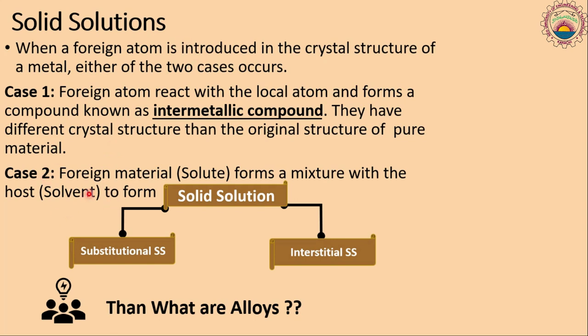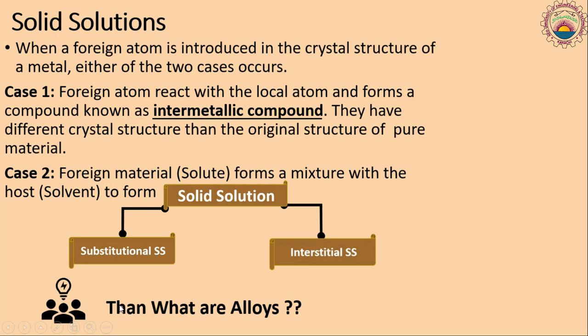And the second case is, if the foreign material comes in as a solute and forms a mixture with the host solvent to form a solid solution. So now we have two cases if foreign atoms intervene into the crystal structure of the local atom. Either the foreign atom reacts with the local one and forms the intermetallic compound, or it will just form a mixture with the local atom or the solvent atom. It is called a solid solution. A solid solution has two subtypes. The first one is the substitutional solid solution and the second one is the interstitial solid solution.